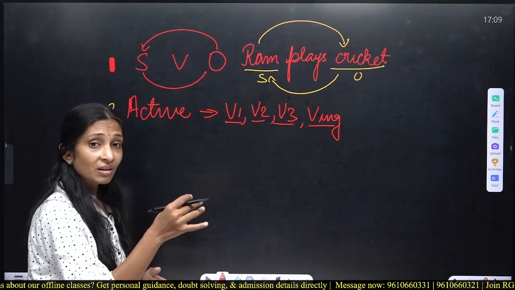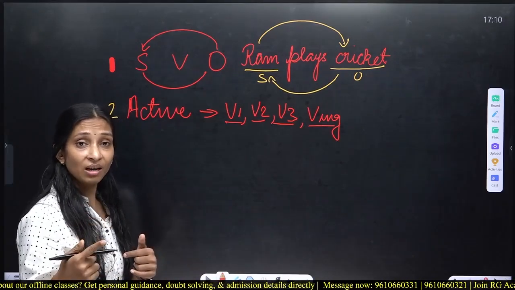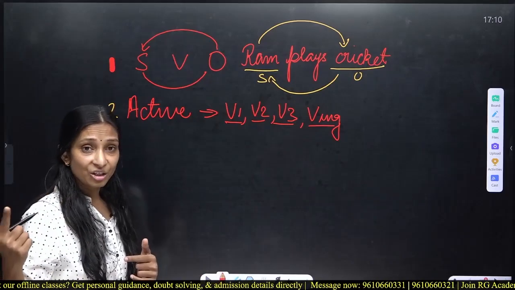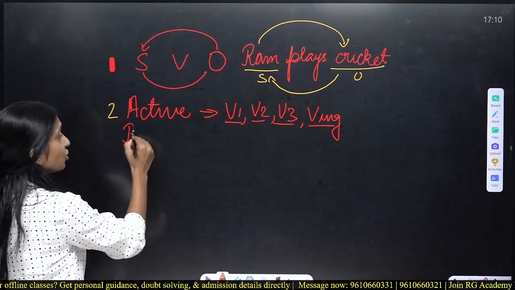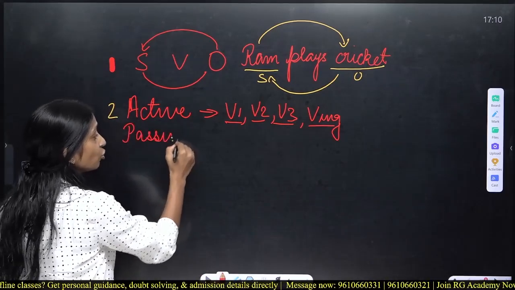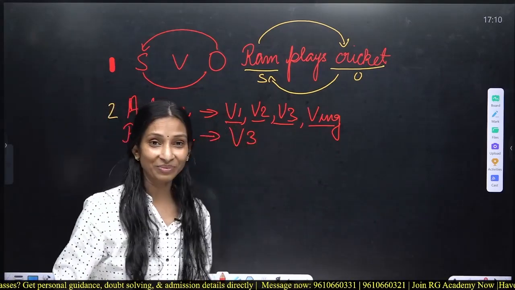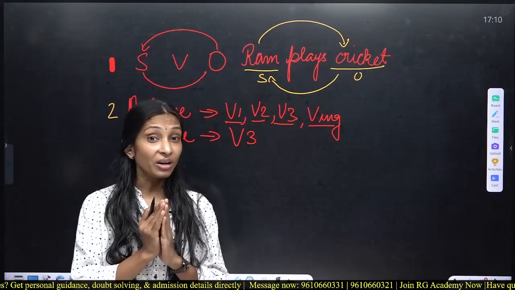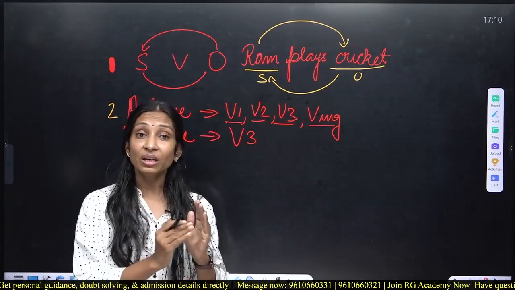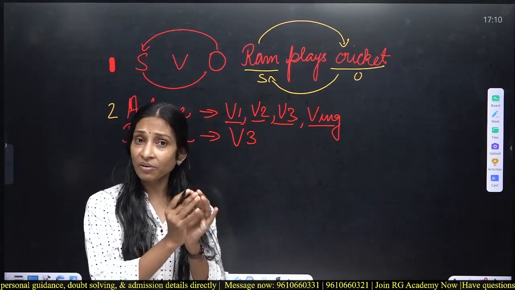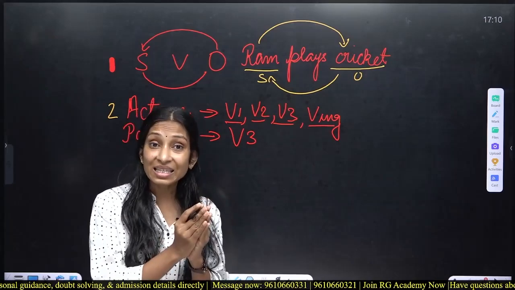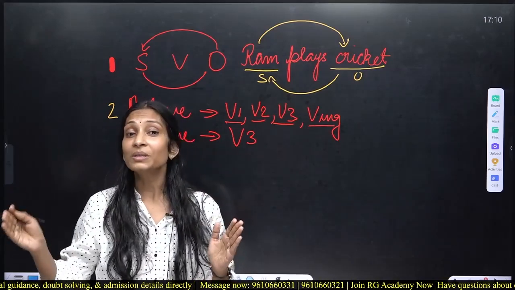So in an active sentence we can use the verb's first form, second form, third form or ing form, whereas when we are changing a sentence from active to passive, what are we going to use? Only the verb's third form. This is very important, that we need to change our main verb, which is also known as the lexical verb, to the verb's third form.